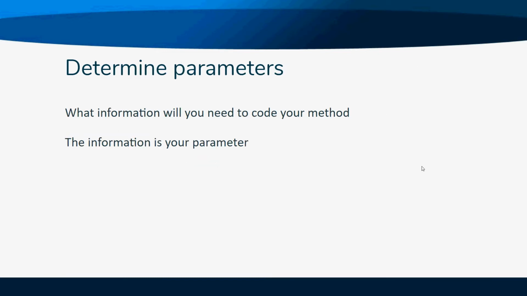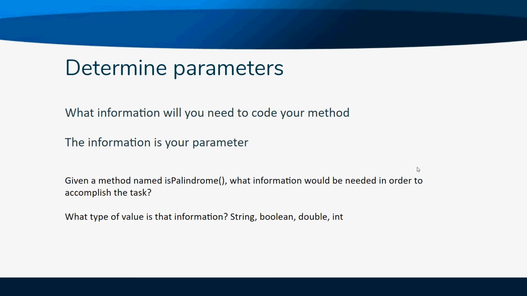Okay, so define your parameters. There we go. Is palindrome. That would be a good name for a method that determines if something is a palindrome or not. What information do you need to accomplish this task? What parameters do we need? What formal parameters will we need for is palindrome?